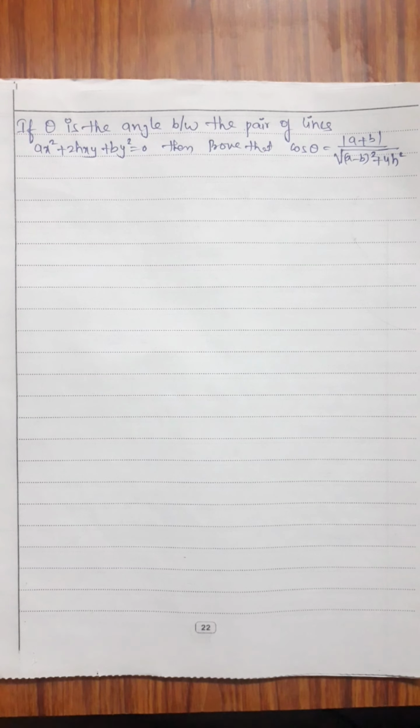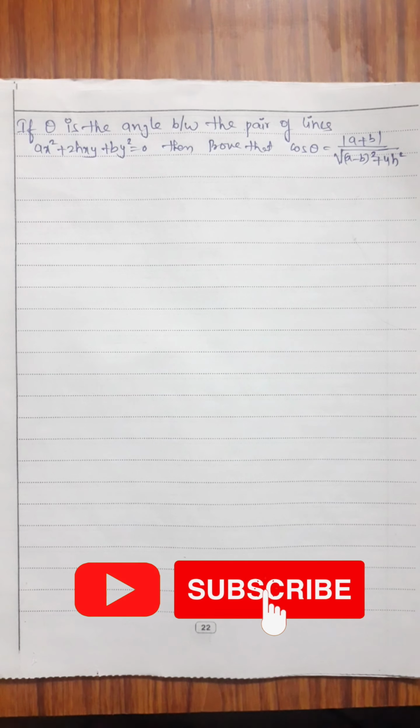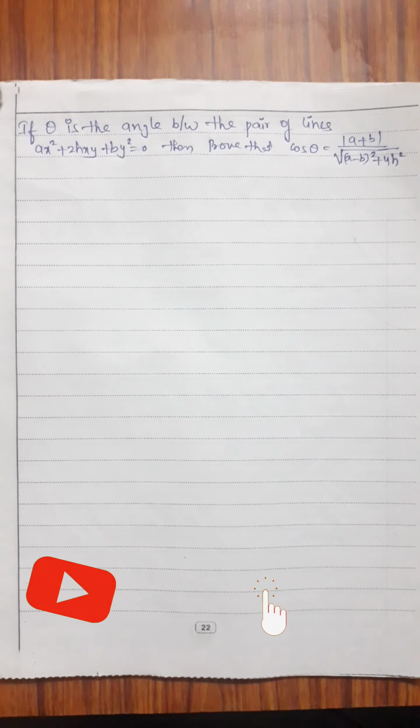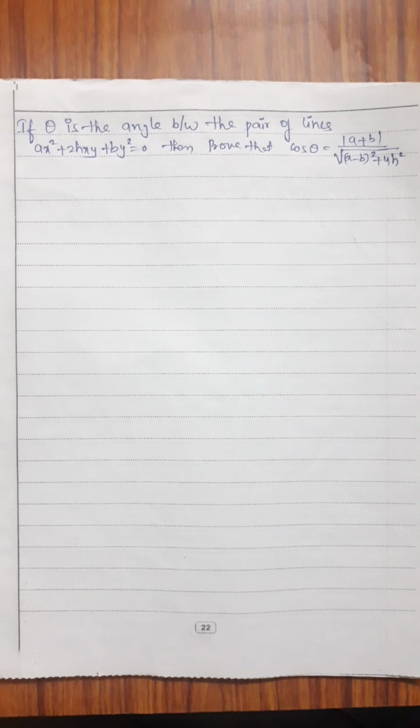So now we go for one of the important theorems from the fourth chapter in the IPE Maths 1B. It is: if theta is the angle between the pair of lines ax square plus 2hxy plus by square is equal to 0, then prove that cos theta is equal to a plus b by the root of (a minus b) whole square plus 4h square.